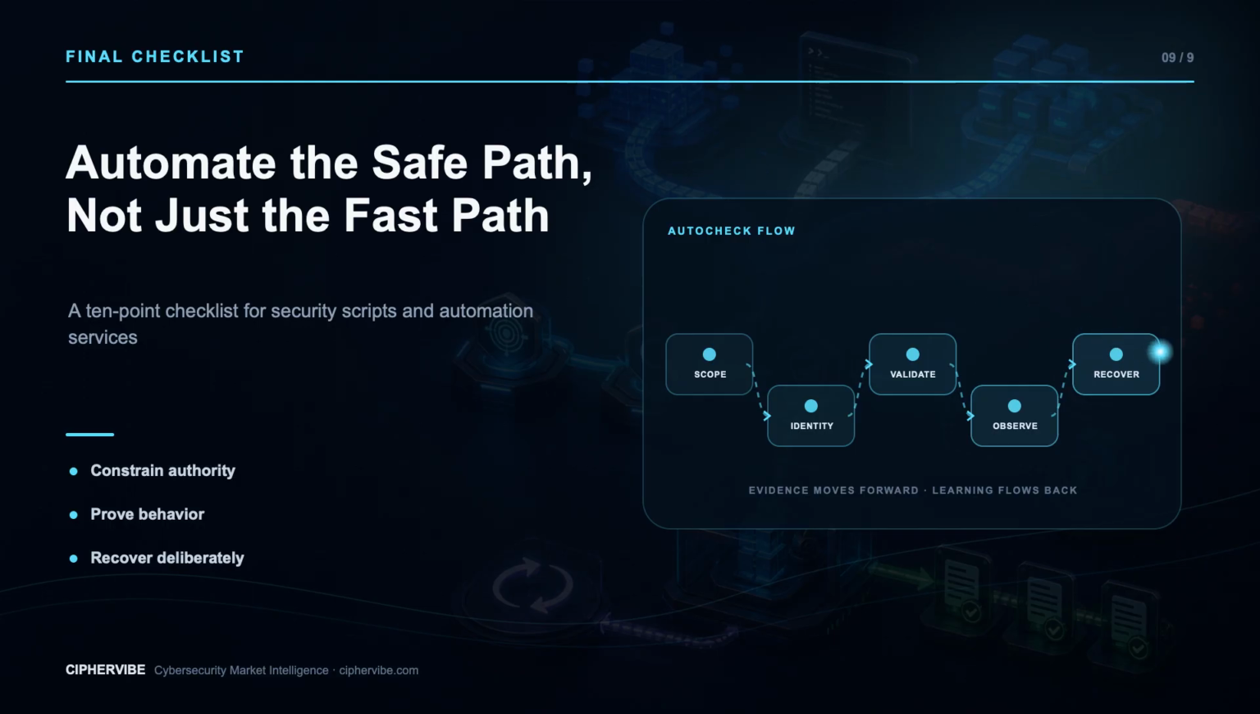Common pitfalls are running everything as administrator, trusting internal input, treating PowerShell execution policy as a boundary, relying on bash strict mode without testing, using Python shell equals true with external data, swallowing errors, auto-blocking weak indicators, logging secrets, retrying destructive actions, and shipping automation with no rollback.